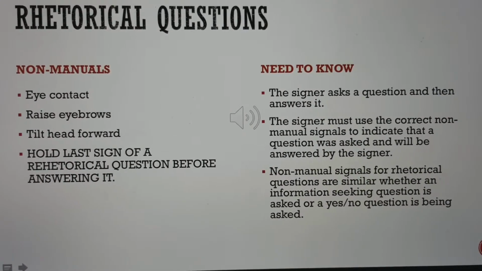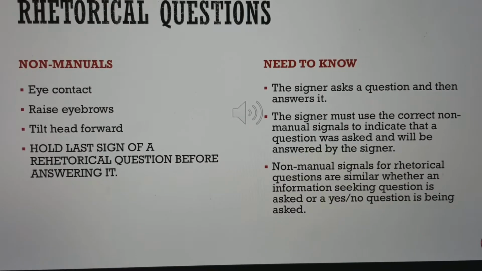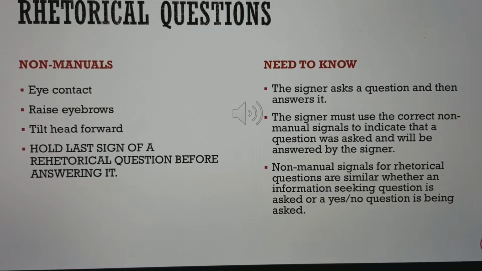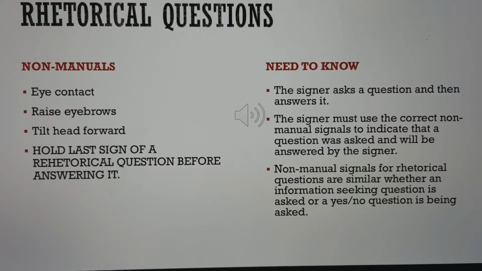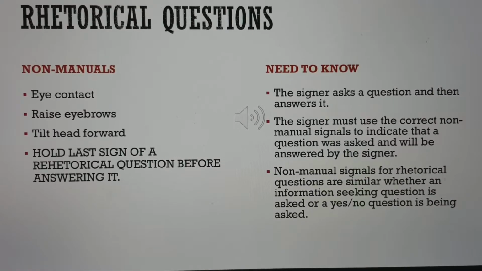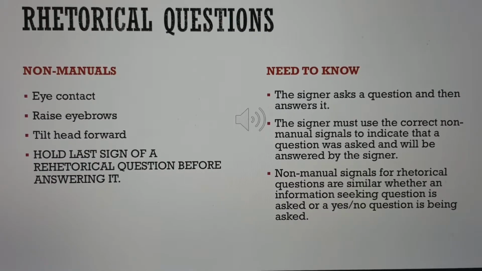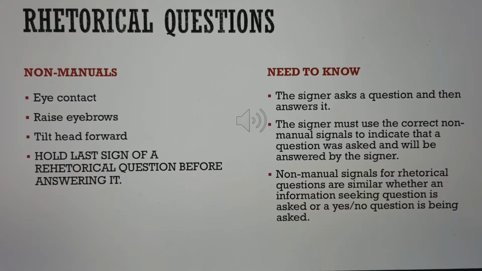The seventh sentence structure we will discuss now is our rhetorical questions. It's important to know that the signer asks the question and then answers it. It's important also that you use the correct non-manual signals to indicate that the question was asked and will be answered by the signer. You don't want them to answer your question as if you're making a statement.